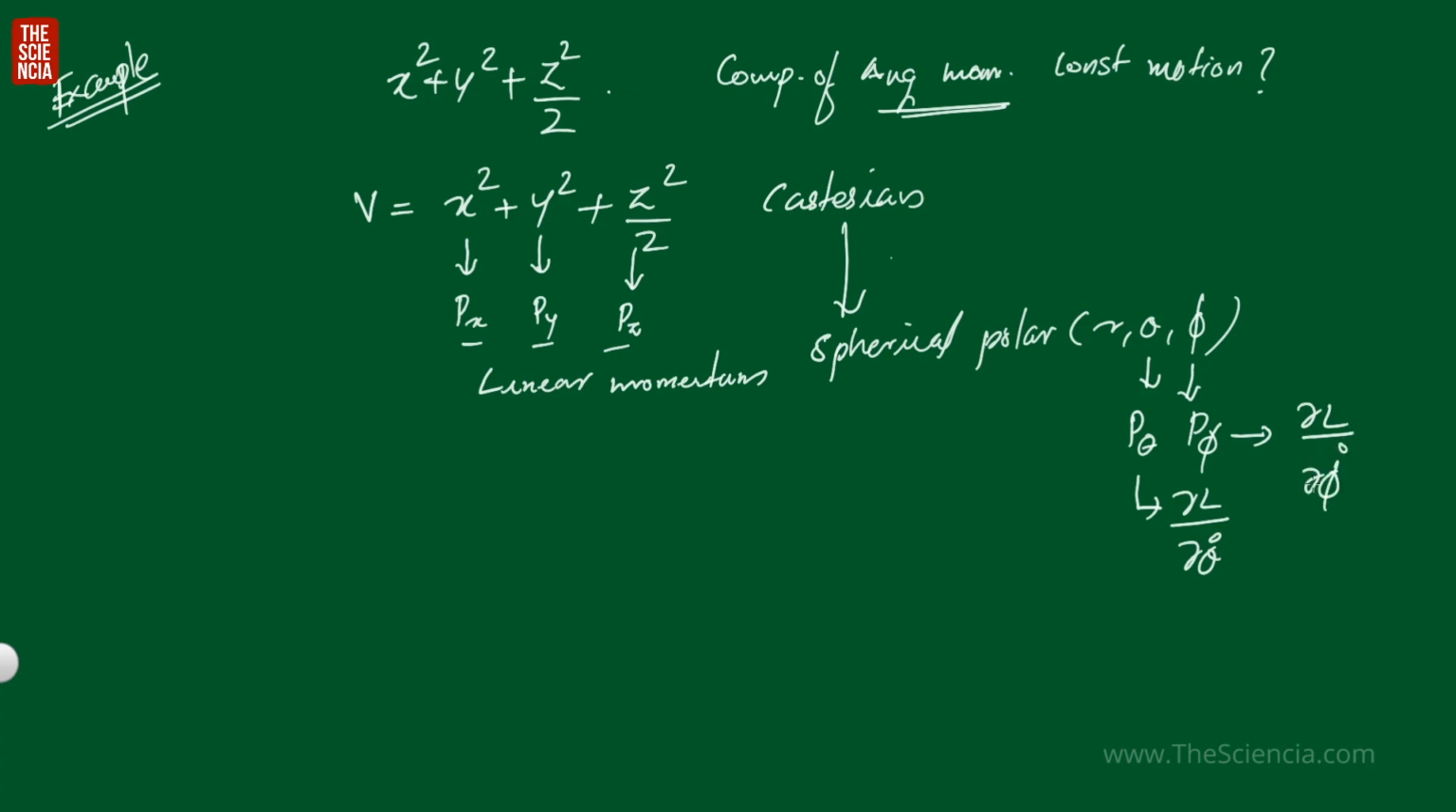Therefore, what we have to do? We have to convert this potential into the spherical polar coordinate system. So what will be the potential in the spherical polar coordinate system? Here we have to know the relation between the xyz coordinates and the r theta phi coordinates. What is the relation between them?